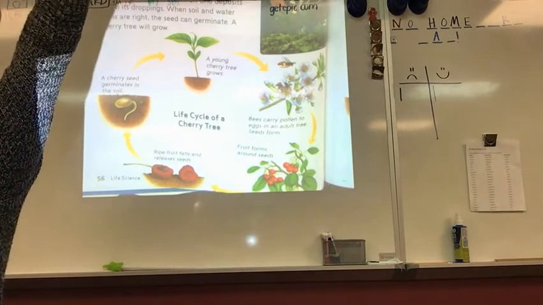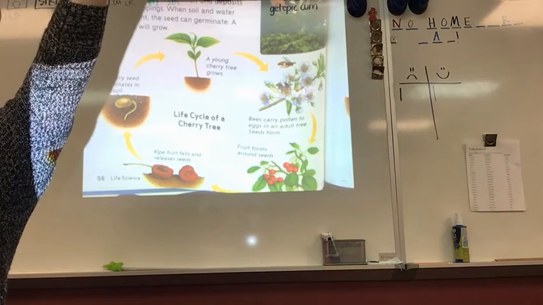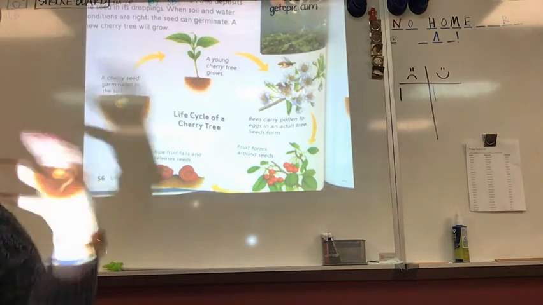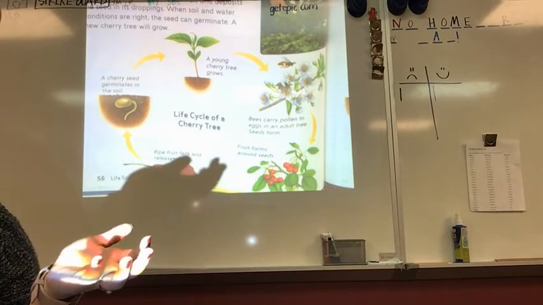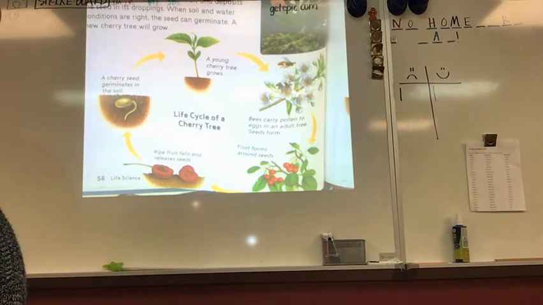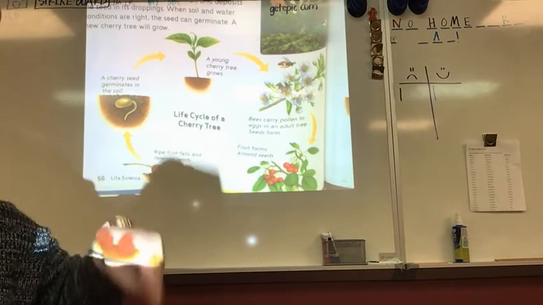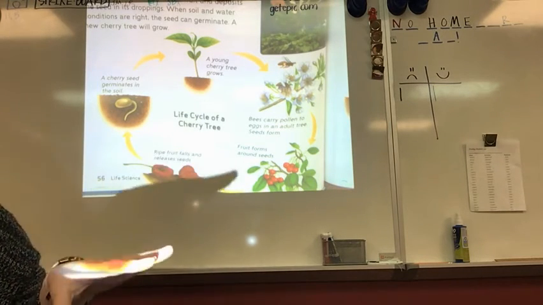In a cherry tree, what else do you know happens with the cherries on a tree? Not all of them fall, right? What happens to some of the other cherries? Gunnar? They rot. Well, some of them rot. If they rot, they probably fell off and rotted. So that's the same process.